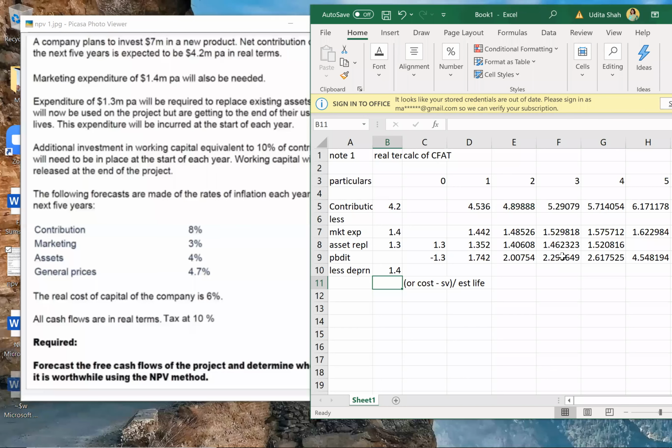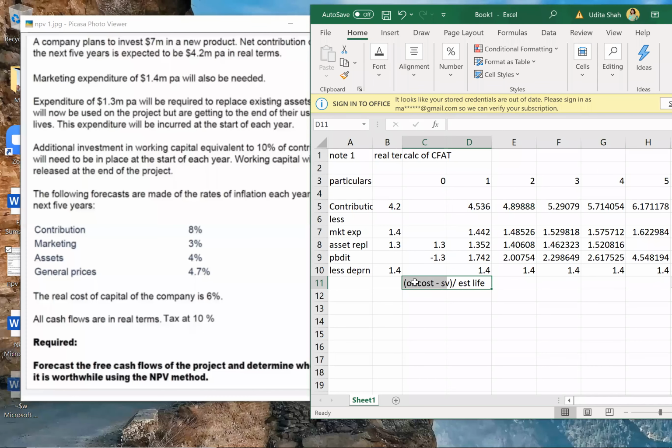So I put the formula: original cost minus salvage value. That is 7 million minus salvage value of 0, divided by estimated life. Estimated life means project's life, so that is 5 years. So depreciation comes out to 1.4 million. And in case of depreciation, obviously there will be no inflation because depreciation is a non-cash expenditure.